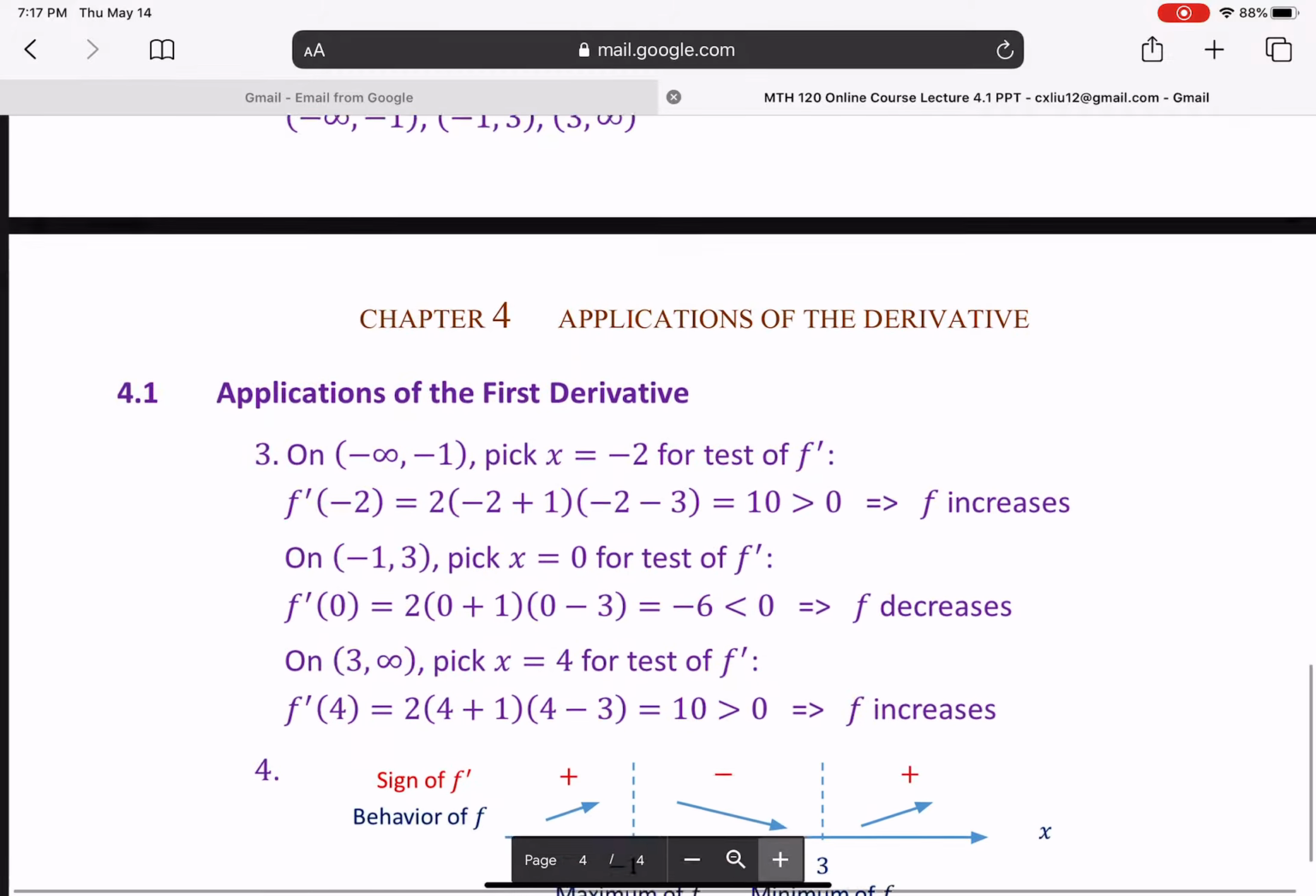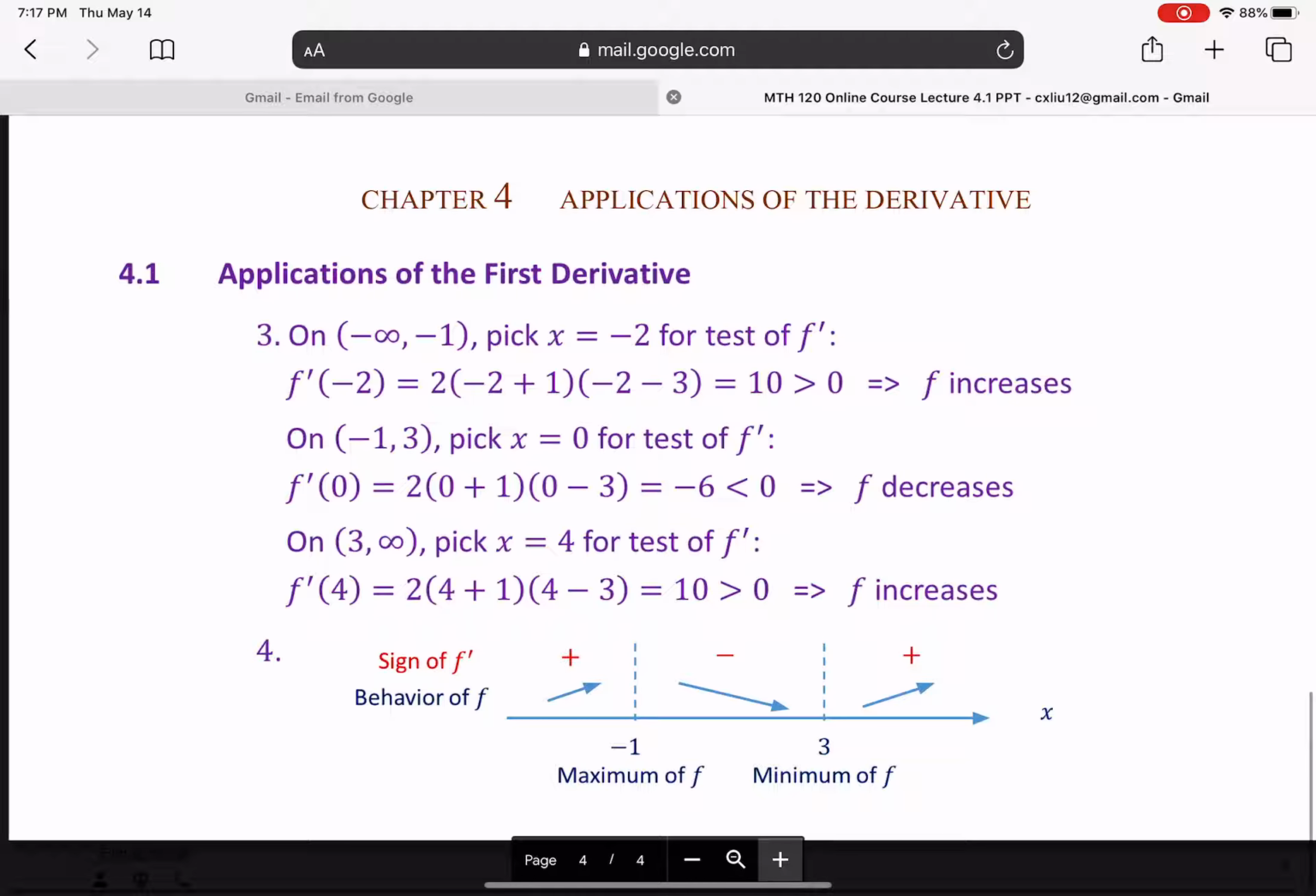In step 3, we're going to test the sign of the derivative of the function on each interval by picking a specific value in each interval. For example, on the interval from -infinity to -1, we can pick x equal to -2. You can also pick -3 or -5 or any other number in this region. So plug in -2 for x in the derivative of the function. We get 2 times (-2 plus 1) times (-2 minus 3). So we get 10. This is positive, so f increases.